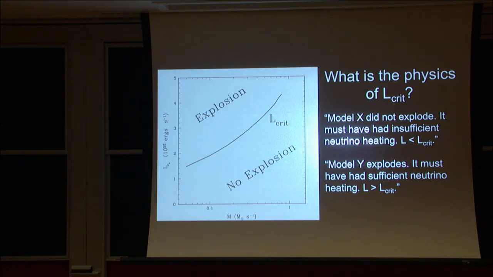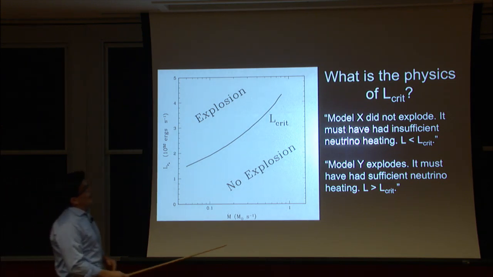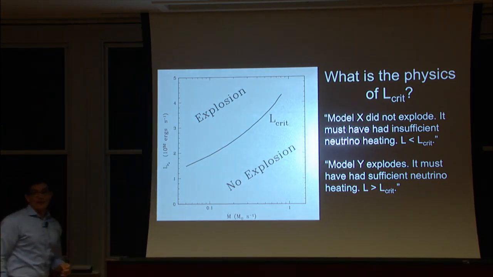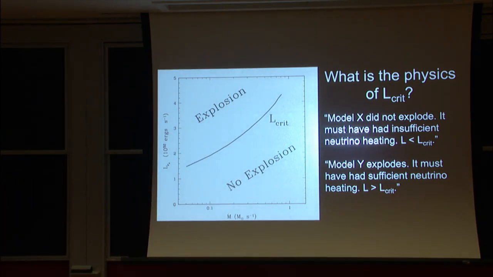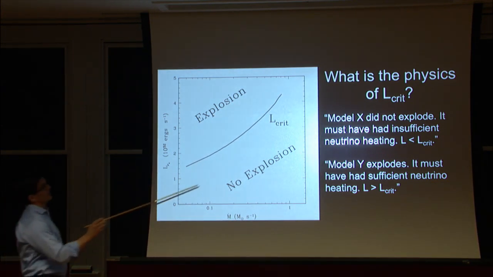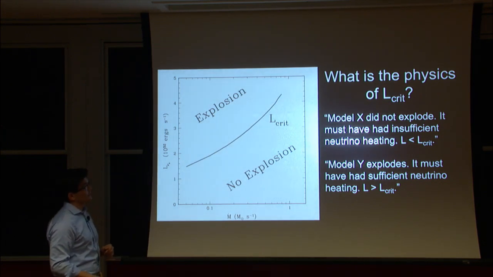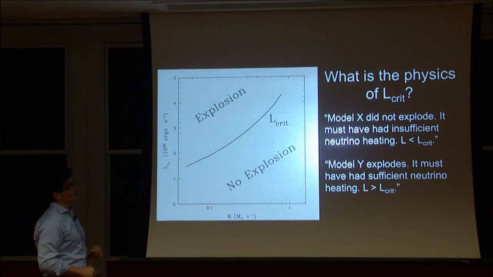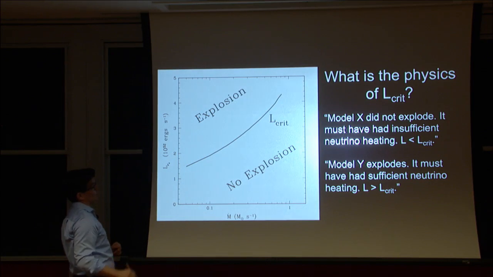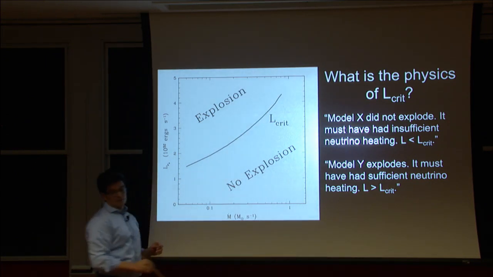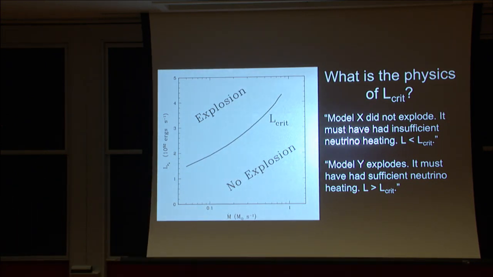That's true. The statement is spherical. It's true that the statement is spherical. So what we wanted to do is try to understand this further, because I was still unhappy with this statement. I was still unhappy that this model has big enough neutrino luminosity that exceeds this critical luminosity. Okay, and so the system did explode, whereas this model did not explode. The issue was, what physics?